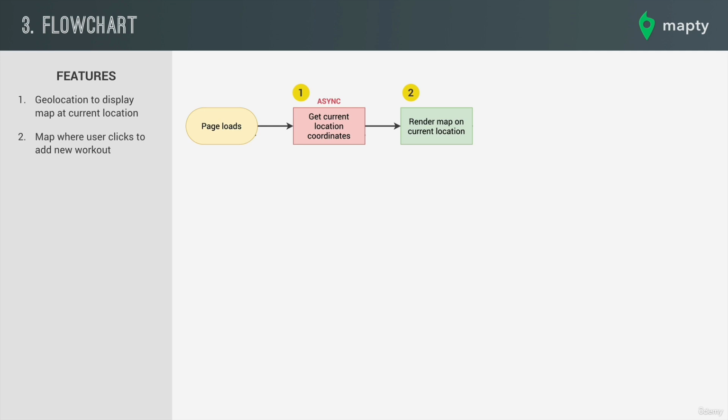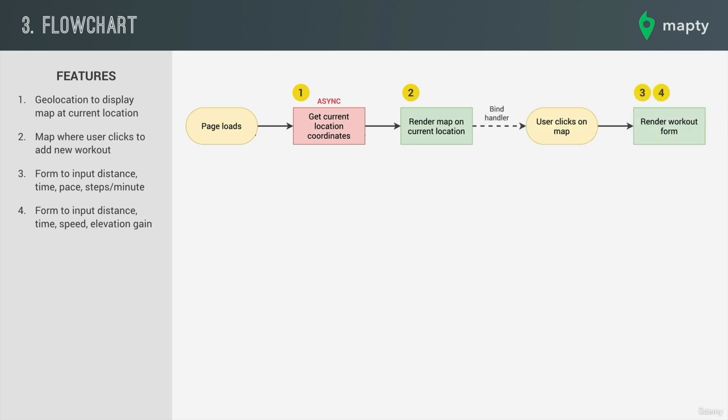So just like we decided on in the last slide, right? Then after that data arrives, we want to then render the map basically centered on the current location of the user. Then we also already saw in the last slide that we need a form to input the data for cycling and for running. So we're going to need to display a form, and basically we will display that form or render that form whenever the user clicks on a certain position on a map.